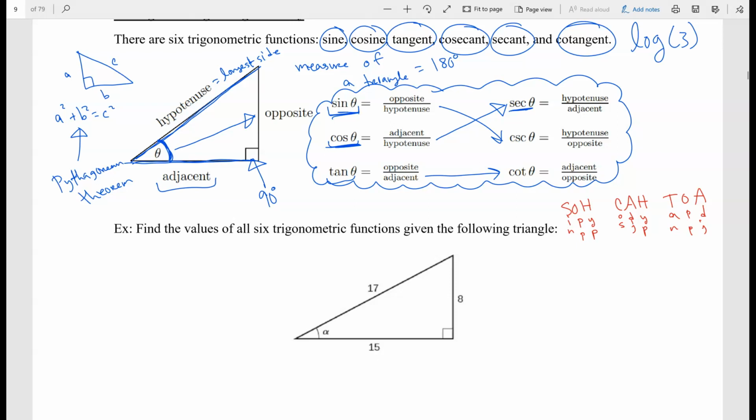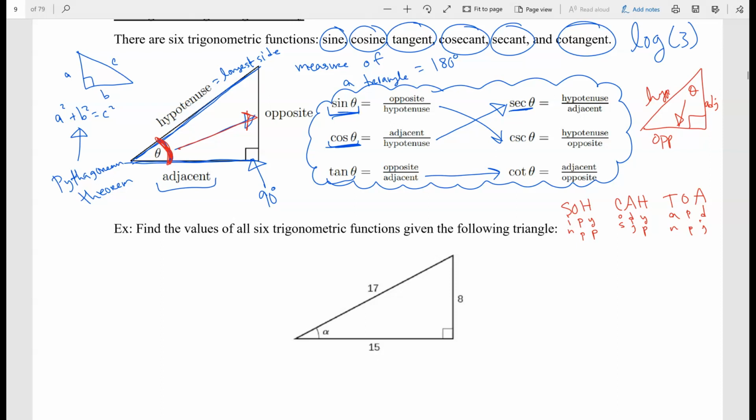Now you have to be very careful because the opposite side can change. It really depends on where theta is. Theta is right here, so obviously the opposite will be right there. However, if I have another triangle and now theta is up here, now the opposite is going to be right here. My adjacent is right there, and my hypotenuse never changes. My hypotenuse is always going to be across from the 90-degree angle. But depending on where I put theta, my opposite changes.